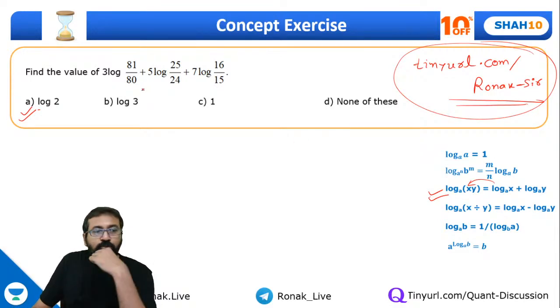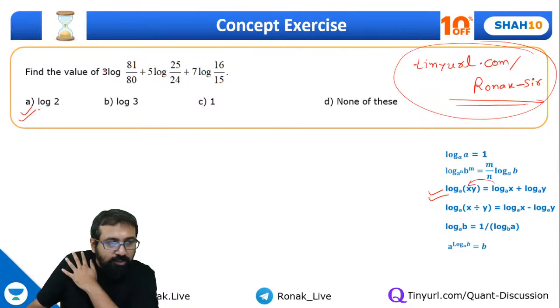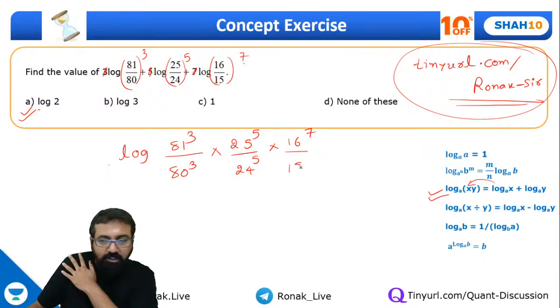Fine guys, so let's try to solve this question. As I mentioned, we can apply this particular rule. First of all, this 3 will become power of this one, this 5 will become power of this number, and this 7 will become power of this number. Since these are in addition, I can straight away multiply them. So I can write log of 81 cube upon 80 cube into 25 raised to 5 upon 24 raised to 5 into 16 raised to 7 divided by 15 raised to 7.